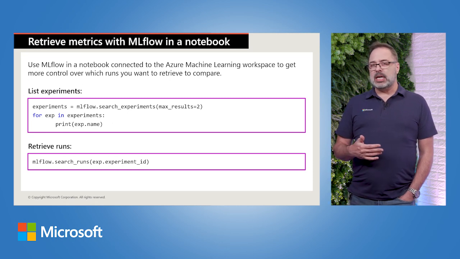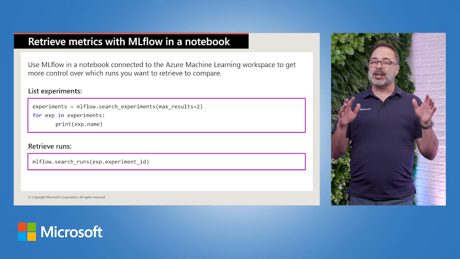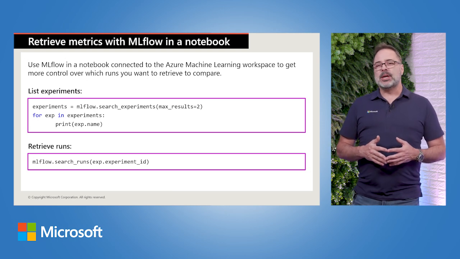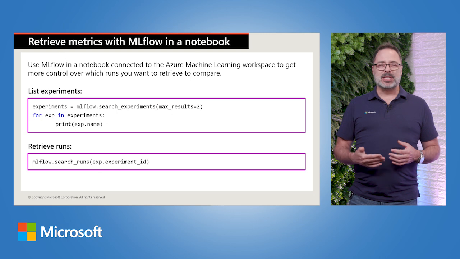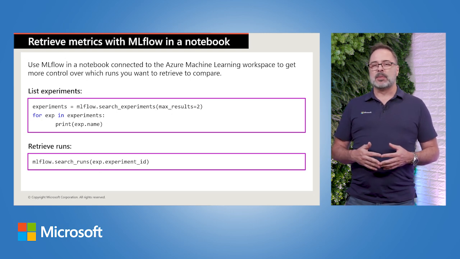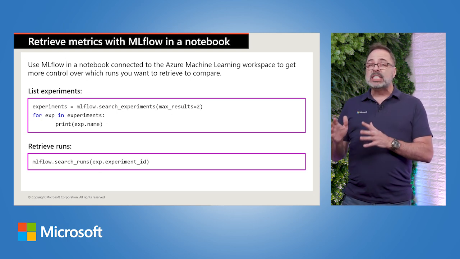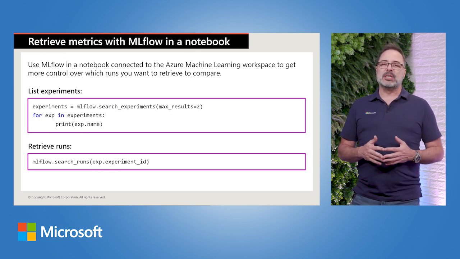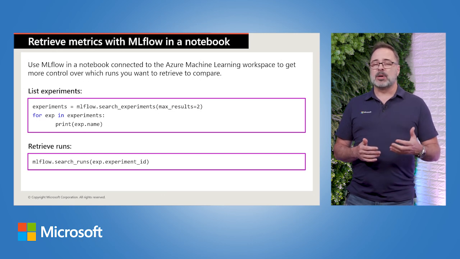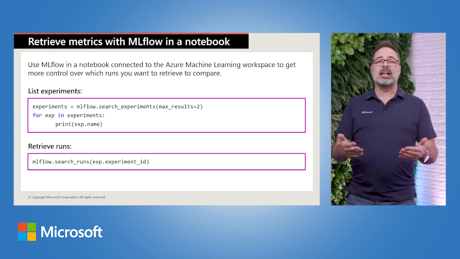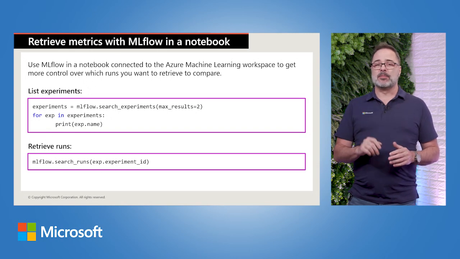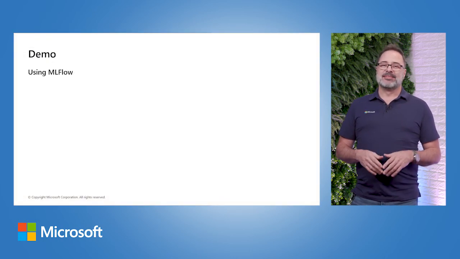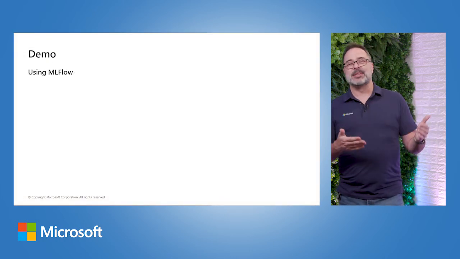If we want to retrieve the experiment runs programmatically using the Python SDK, we can also do that. We can start by listing all of the experiments using the search experiments method in the MLflow library. Once we retrieve the list of experiments, we can use a specific experiment ID to call the search runs method and retrieve all of the details of that specific run. All right, so let's take a moment, see how this works with a demo.